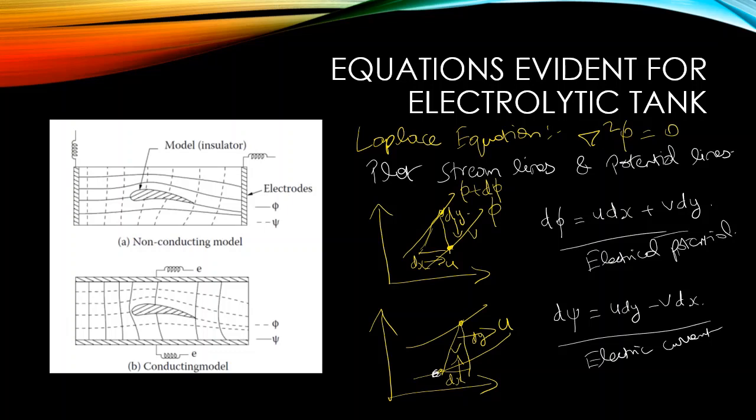Now you have to write the equation for the electrolytic tank. On the left hand side we have the figure showing a non-conducting model and a conducting model, and you know the electrode arrangements. The electrodes are arranged upstream and downstream of the flow. In the non-conducting model, the flow is not conducting any current, and streamlines and potential lines are inversely proposed. In the conducting model, the streamlines and potential lines are correctly modeled and it is desired. So it is always taken as a conducting model.